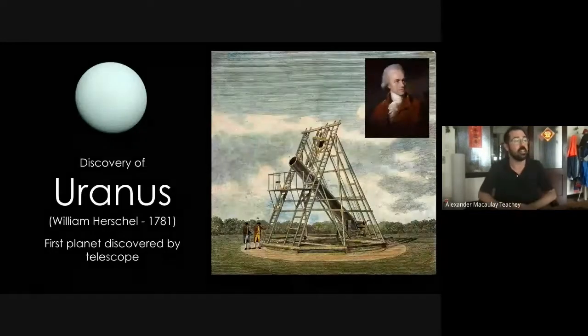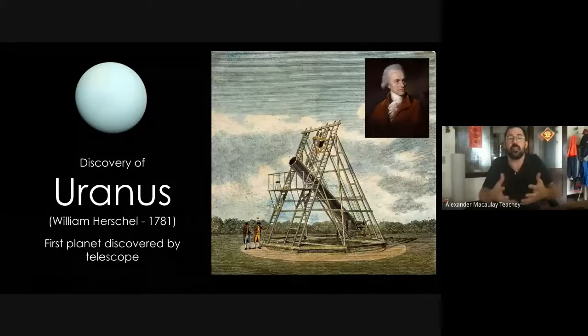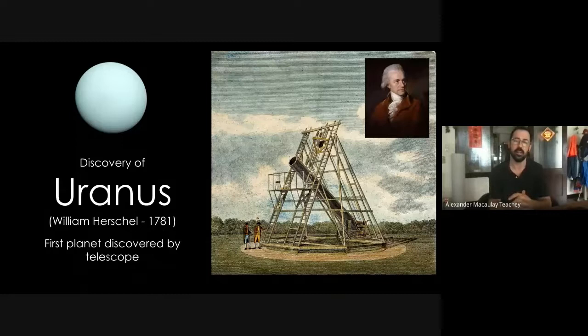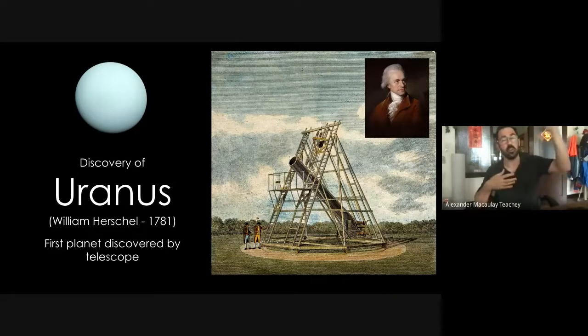Moving a little forward in time, we come to the discovery of Uranus, another incredible moment in our history of planetary science. Discovered by William Herschel in 1781. This is the first planet discovered with a telescope. All the planets out to Saturn you can see with your own eyes. Just look up in the sky, and if it's a dark enough sky, you can see all the planets out to Saturn. But Uranus is not possible to see with the naked eye.